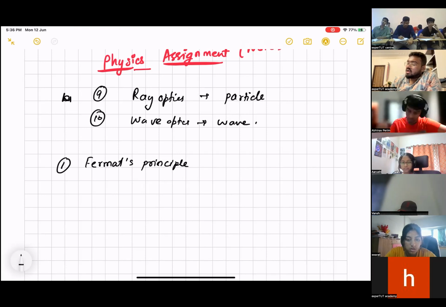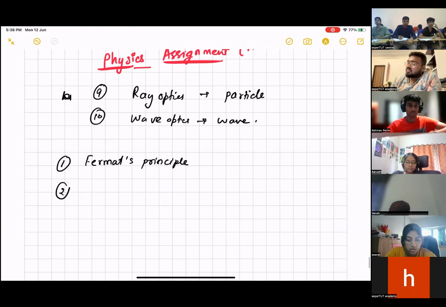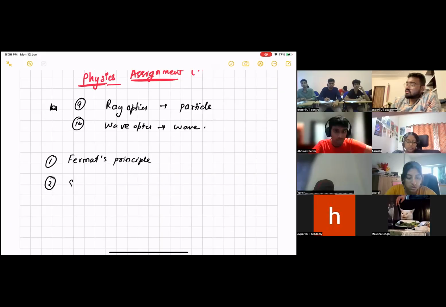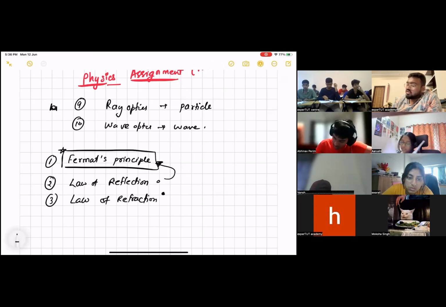Then the law of reflection, and third is the law of refraction. These two laws are somehow based on Fermat's principle, so it is the most important law. It is not mentioned in your book, but the results of laws number 2 and number 3 are mentioned in your book.